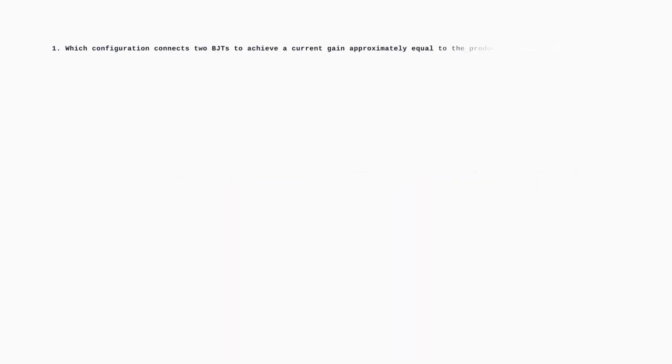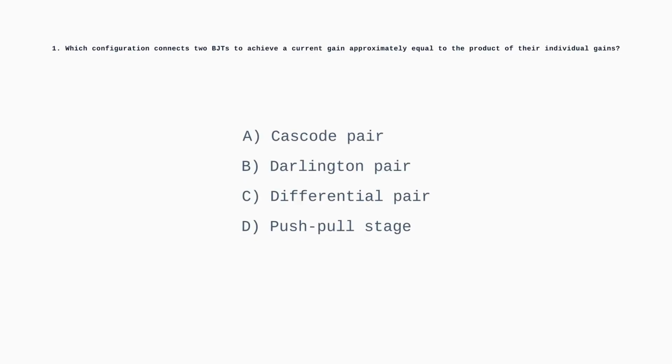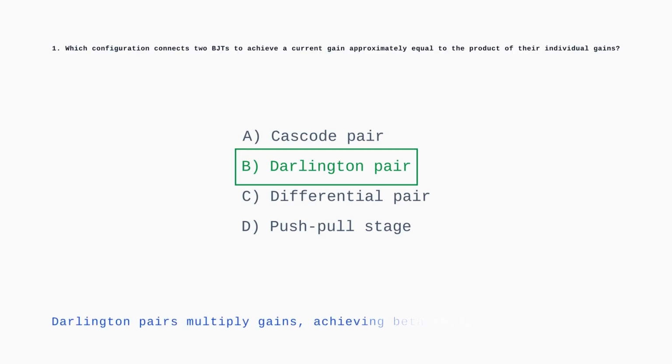Question 1. Which configuration connects two BJTs to achieve a current gain approximately equal to the product of their individual gains? A Darlington pair connects the emitter of the first transistor to the base of the second, multiplying their current gains.